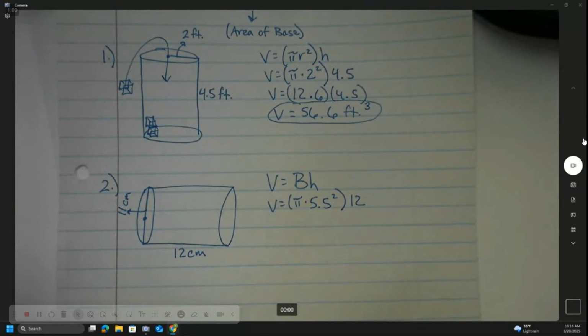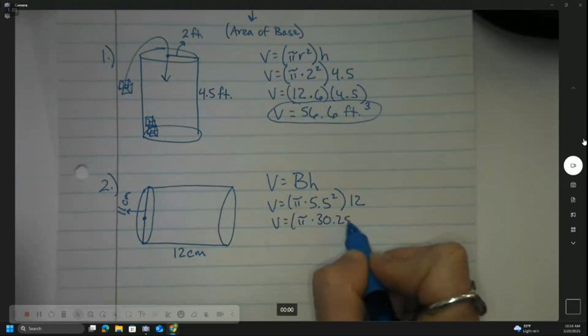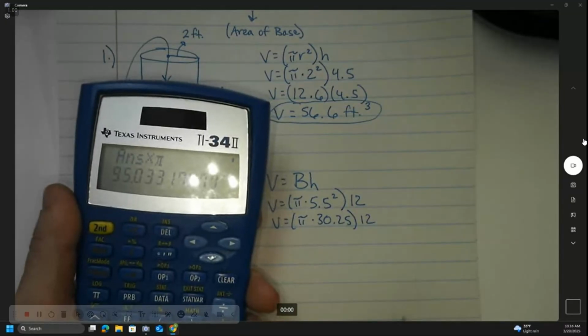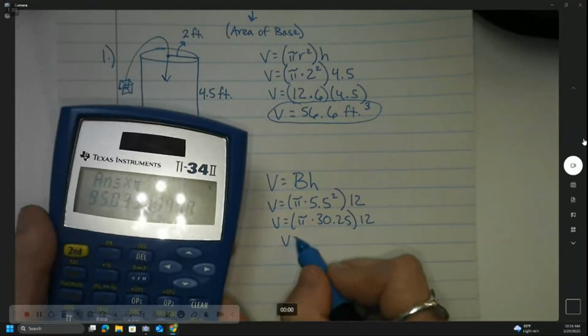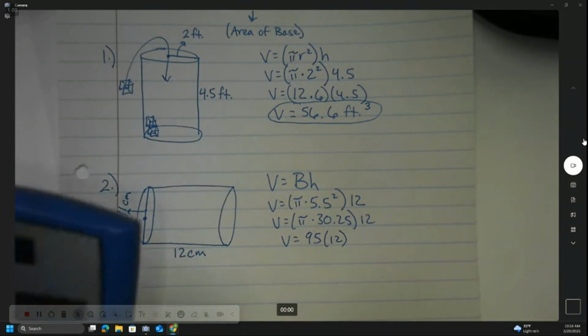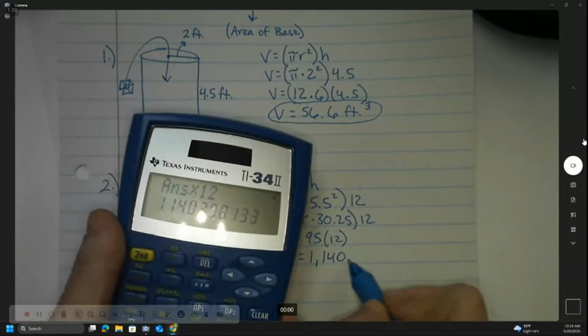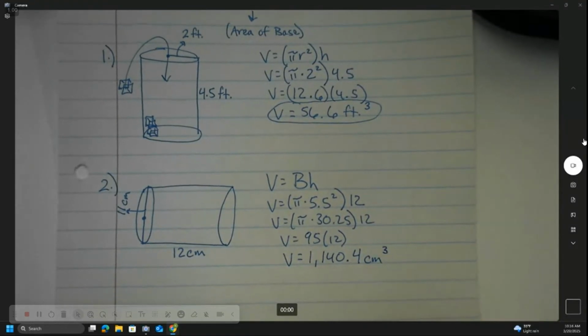So let's solve 5.5 squared, which is 30 1/4. Now you have pi times 30 25/100, and we'll multiply that by 12 last. 30 1/4 times pi is this, 95, and you round to the nearest tenth. That 3 leaves that 0, so we're just going to leave it at 95. So now you have 95 times 12, and you get your volume, which is 1,140 4/10 centimeters cubed.